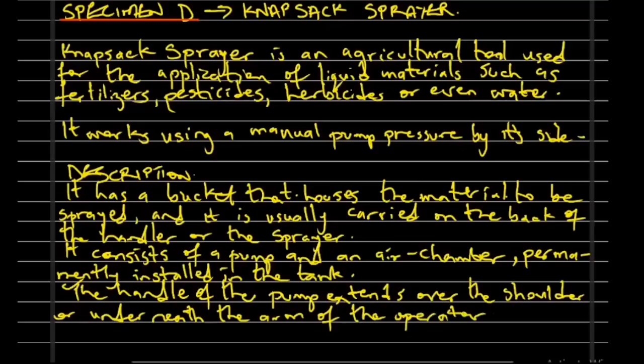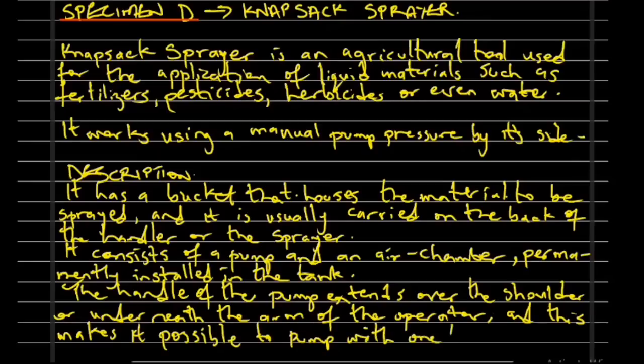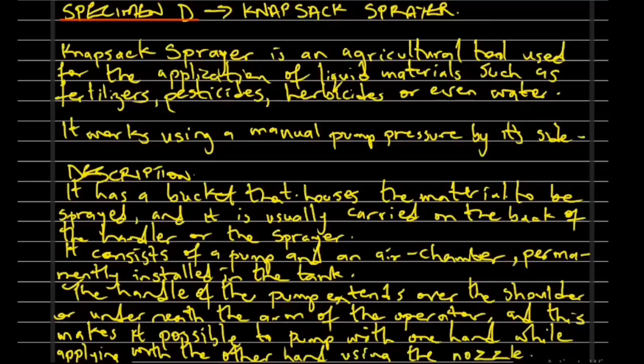So I'm trying to describe it as well as talking about the mode of operation, how it is being handled and used during operation. So it is passed over the shoulder or underneath the arm of the operator, and this makes it possible to pump with one hand while applying with the other hand using the nozzle. So basically that is the description of the knapsack sprayer.